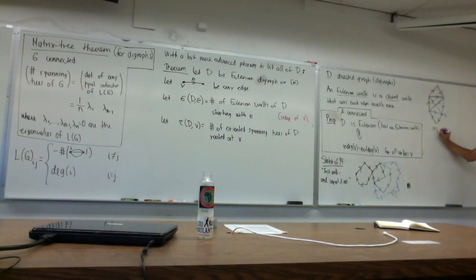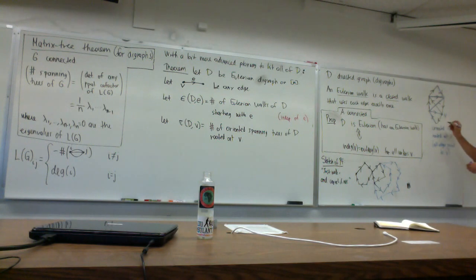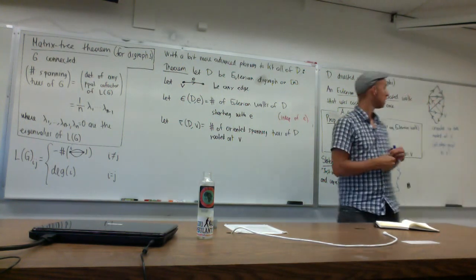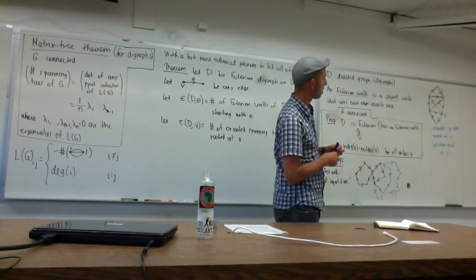So this is an oriented spanning tree rooted at V. All edges point towards V. Did I get that right? In this example, you see, here's B, and everybody points towards B in this tree. And I did hit every vertex, right? Yeah, that's true.